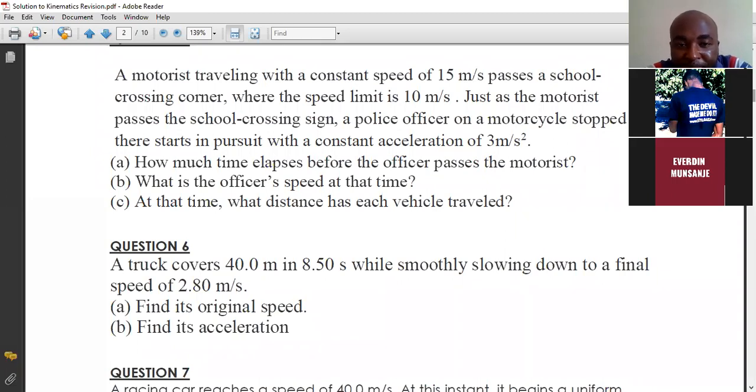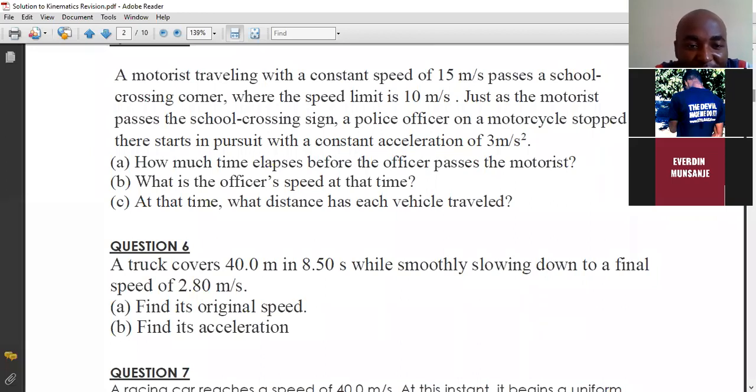Number 15. A motorist traveling at a constant 15 meters per second passes a school crossing corner where the speed limit is 10 meters per second. Just as the motorist passes the school crossing corner, an officer who is waiting for someone to commit a crime starts in pursuit at a constant acceleration of 3 meters per second squared. How much time elapses before the officer passes the motorist?